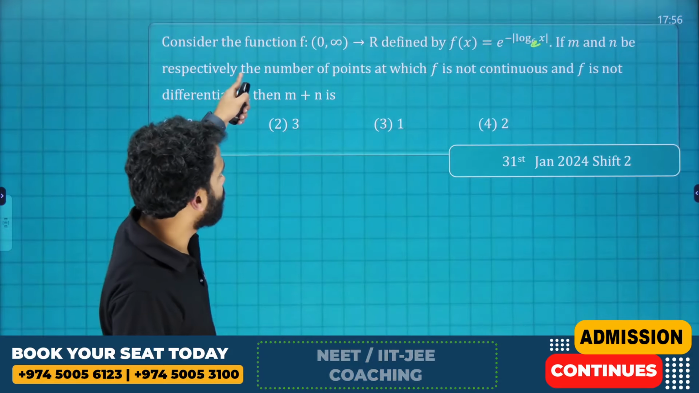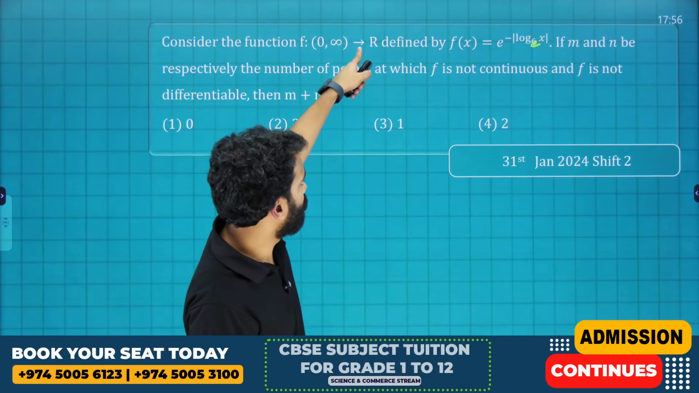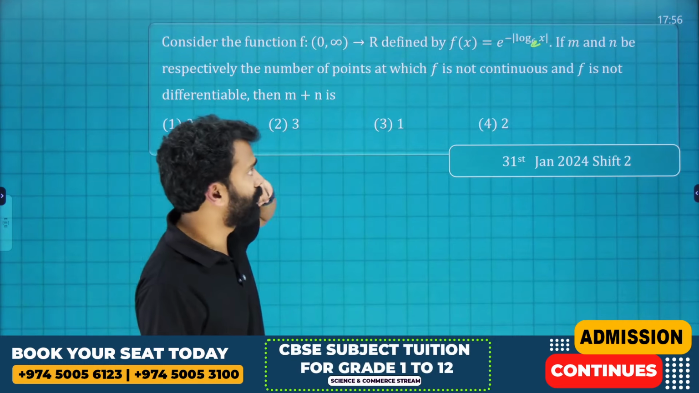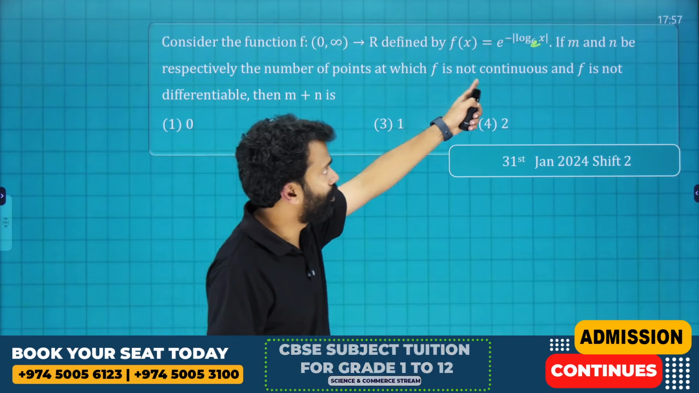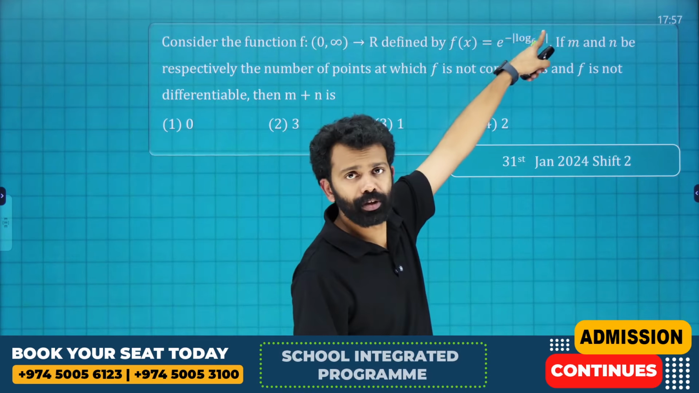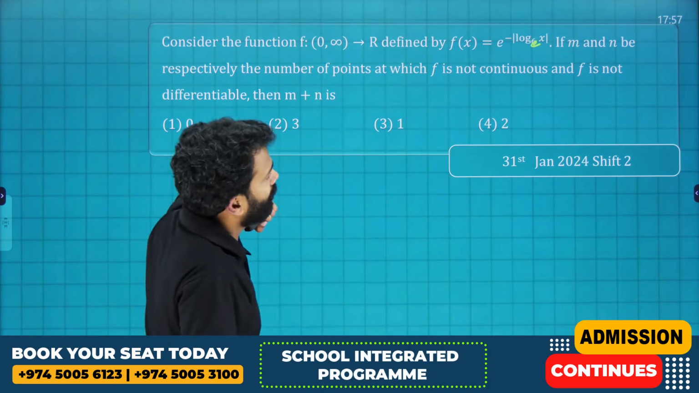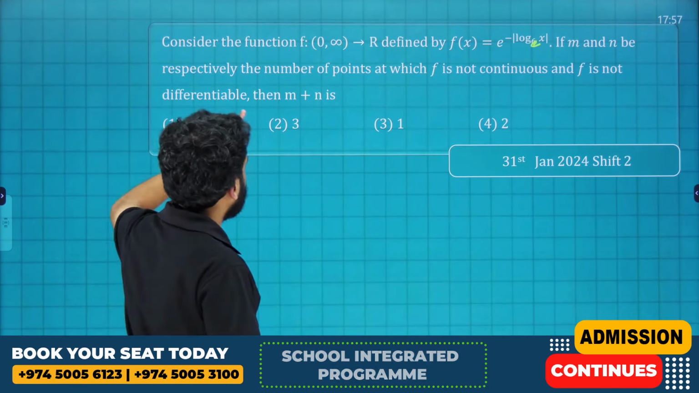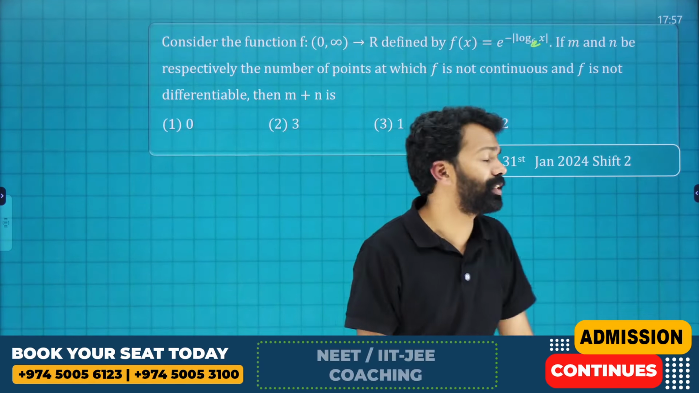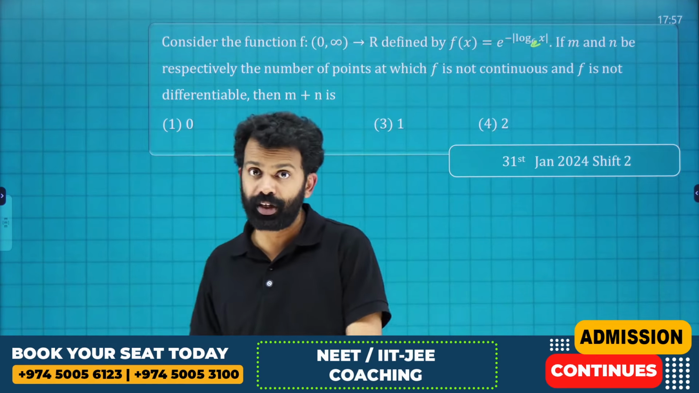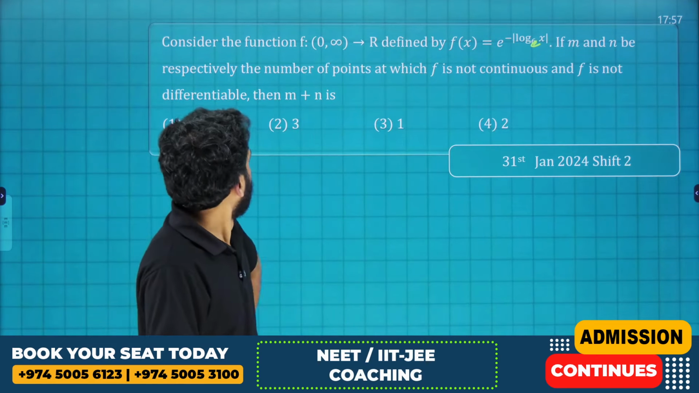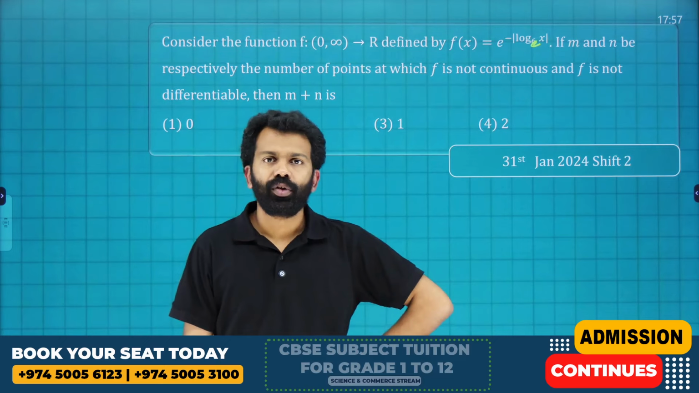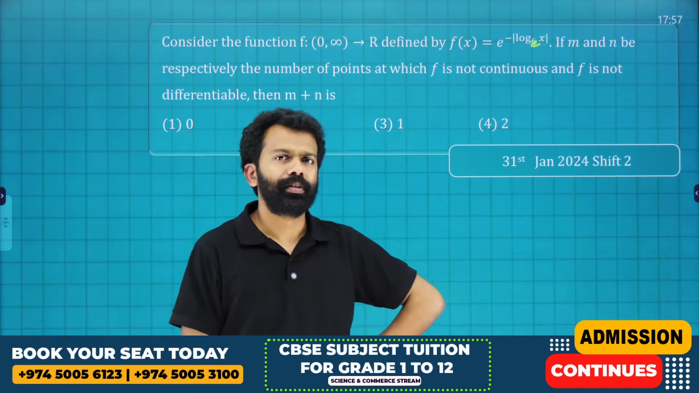Consider the function defined from real numbers to positive real numbers by f of x is equal to e raised to minus log x to the base e. If m and n respectively are the number of points at which f is not continuous and f is not differentiable, then you need to find the value of m plus n. So, how are you going to find the value of m plus n?